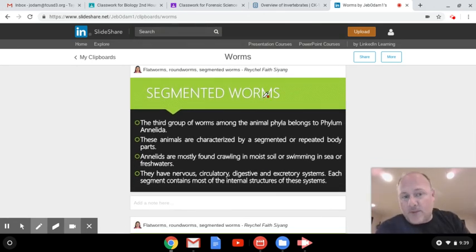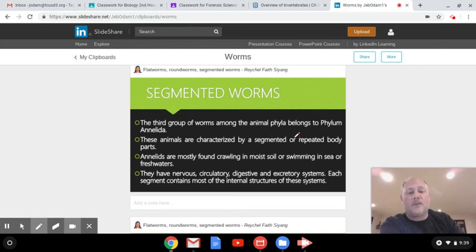Segmented worms, this is your earthworms, okay? Especially in the springtime when it rains real heavy, you'll see the worms come out of the ground, trying to make their way across the concrete and get killed and ran over and all that kind of stuff. When you think of worms, you're thinking of phylum Annelids, okay? The segmented worms. Your earthworm is a segmented worm, okay?